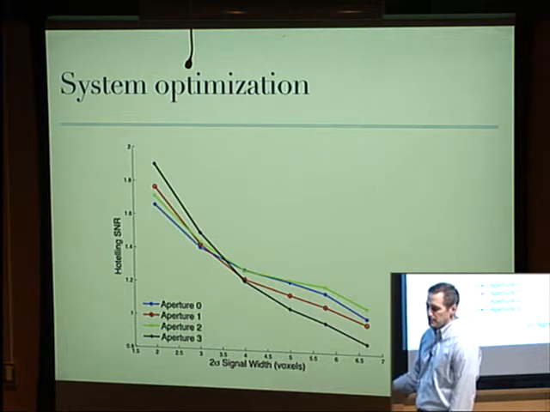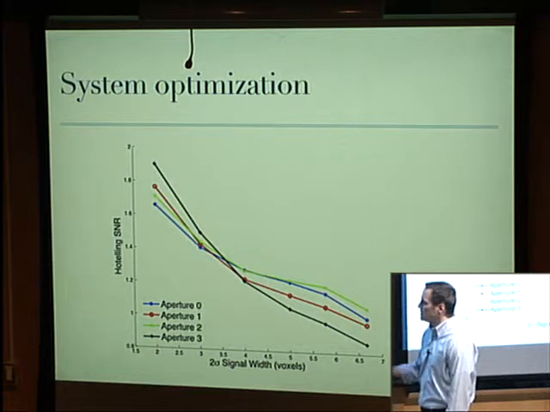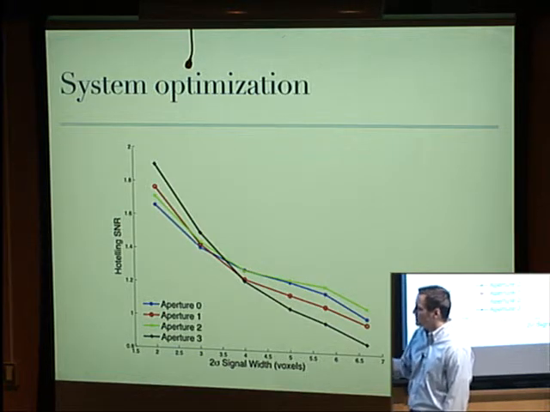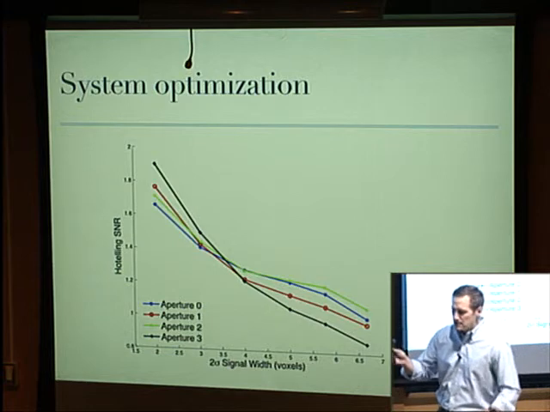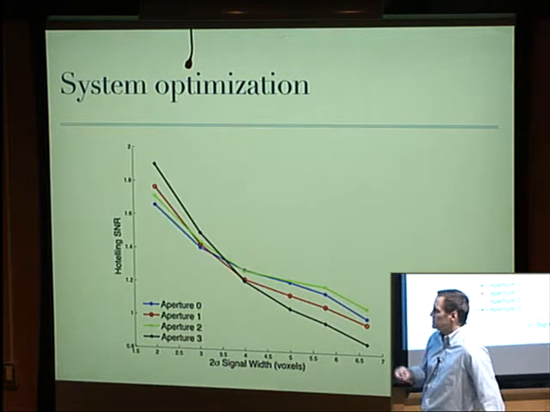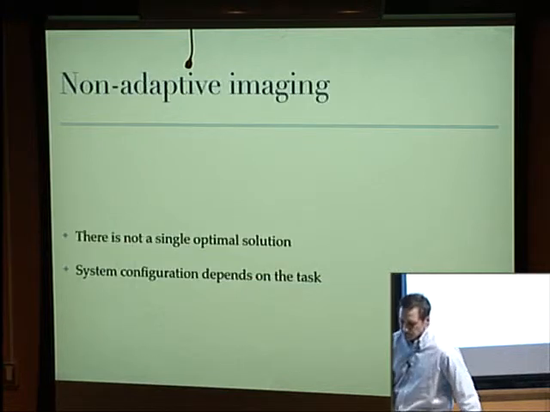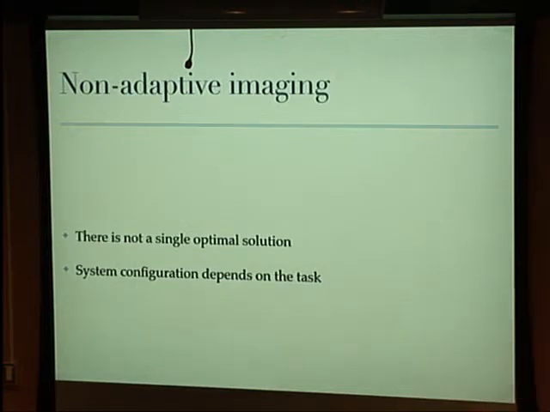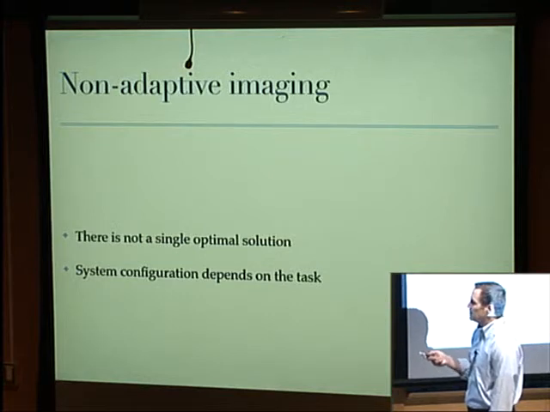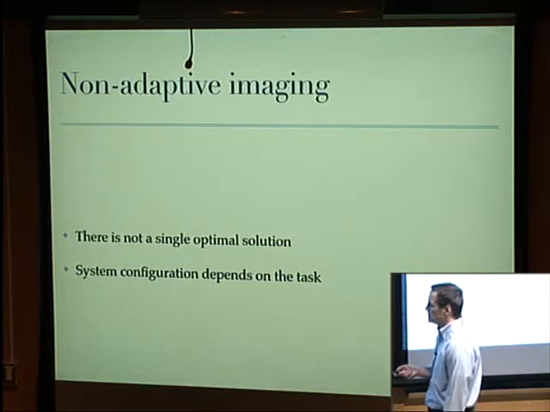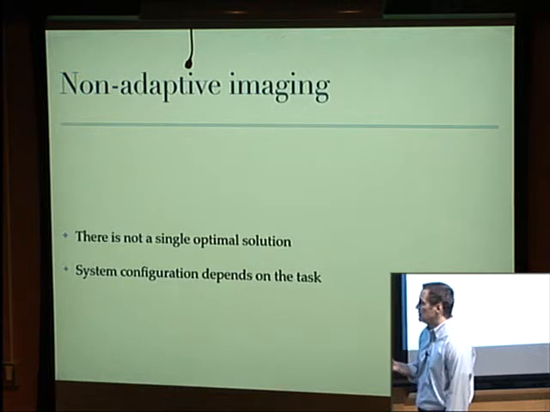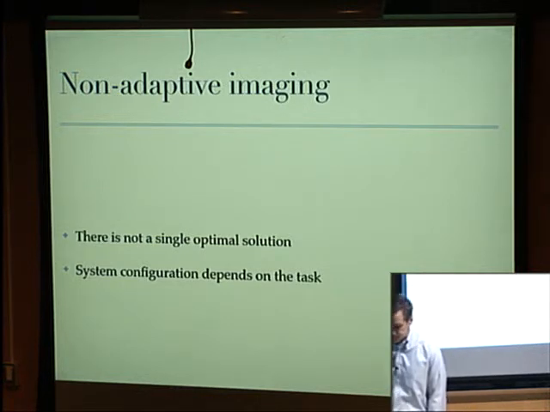It depends on what it is you're trying to do with the images. And so when you end up optimizing the system in the presence of object variability, in the presence of the random anatomy in the patients or in the mice, you end up with an answer that is a trade-off between all the possible objects. You end up with something that's made a lot of sacrifices and is not necessarily optimal for one particular patient. So, in this example, it's not an adaptive example, but in this example of M³R, there is not a single optimal solution. The system configuration depends heavily on the task. It also depends on the objects.